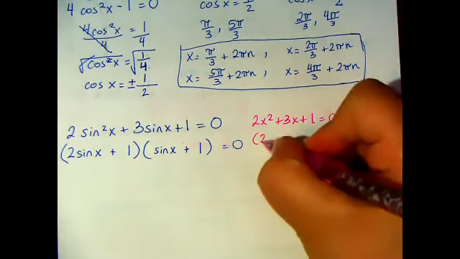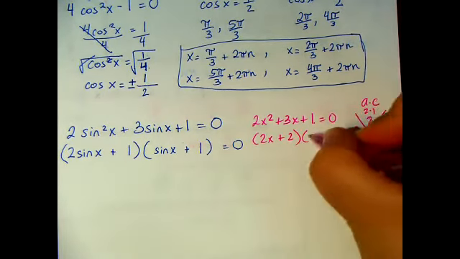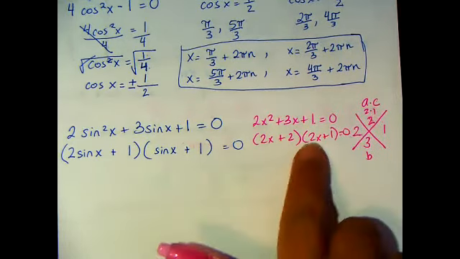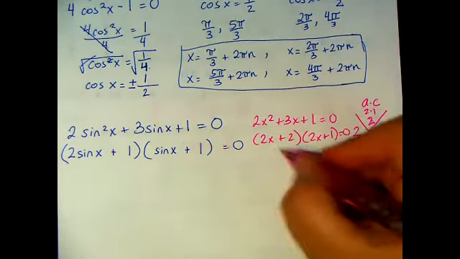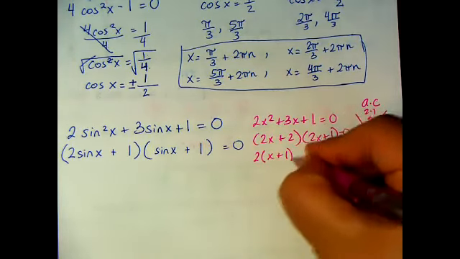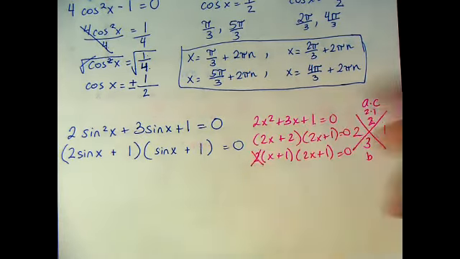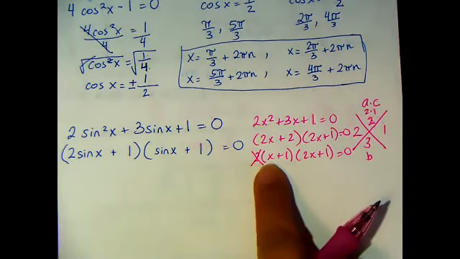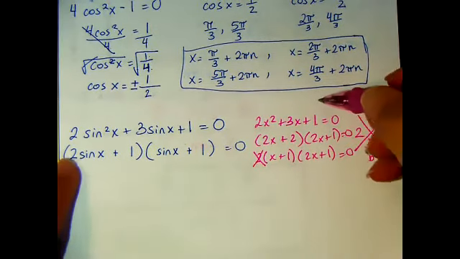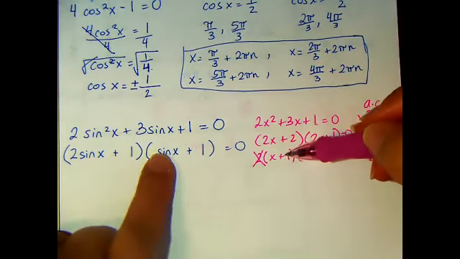So you would do 2x plus 2 from here, and 2x plus 1 from here. But since you borrowed an extra 2, you're going to factor it out from the one that you can factor it out from. I know this is really fast. That's because this is very big review. And that drops, and so you're left with x plus 1 and then 2x plus 1. 2x plus 1, that's your 2 sine x plus 1. X plus 1, that's your sine x plus 1.